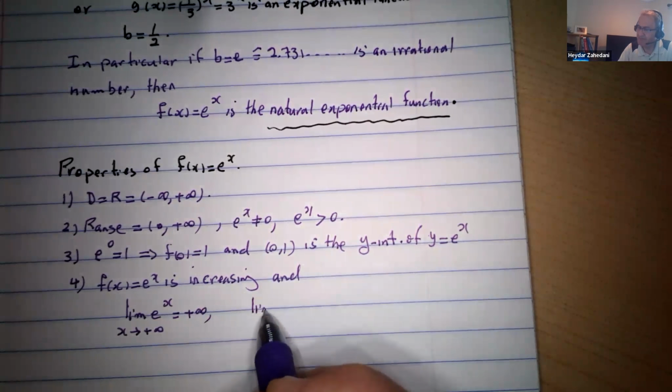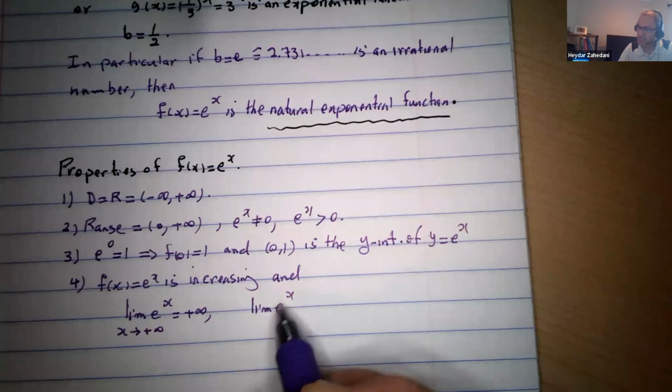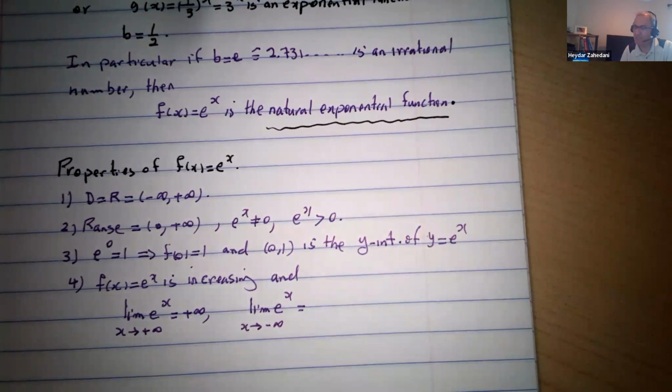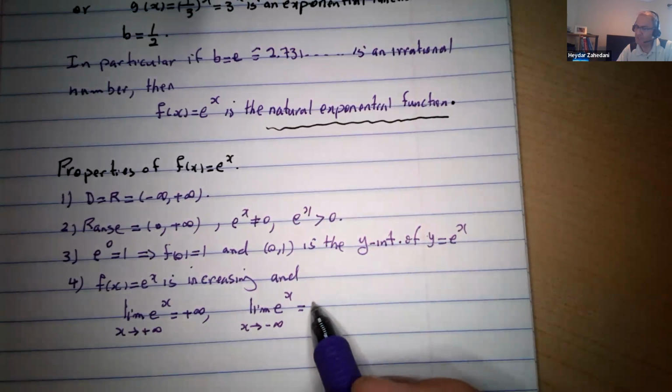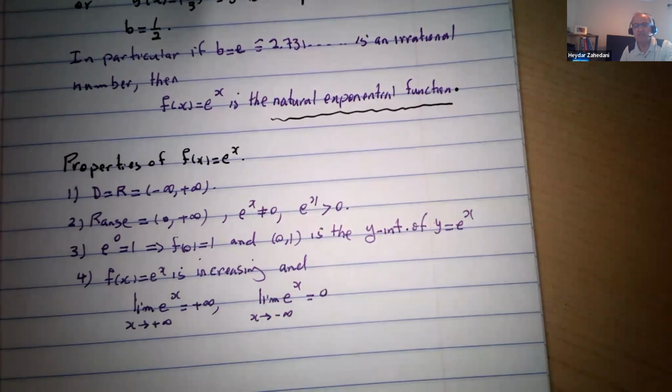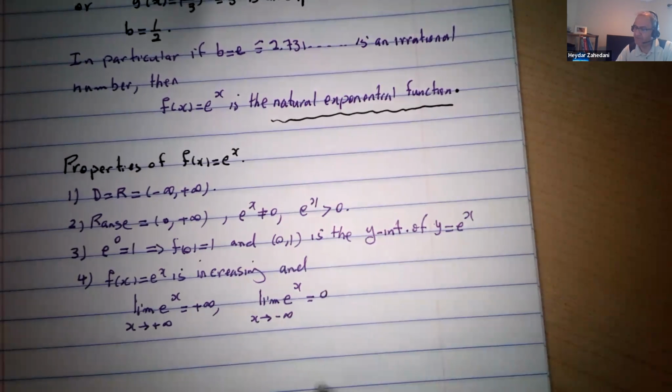Okay, and the limit of e to the x when x goes to negative infinity. When the power is negative, this value is getting smaller and smaller, and eventually this would be 0. Okay, and then we can use this property to get the graph of the function. So this is going to be the graph of the function.